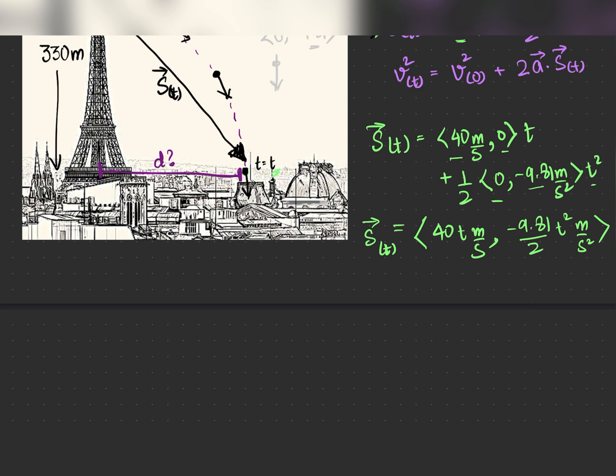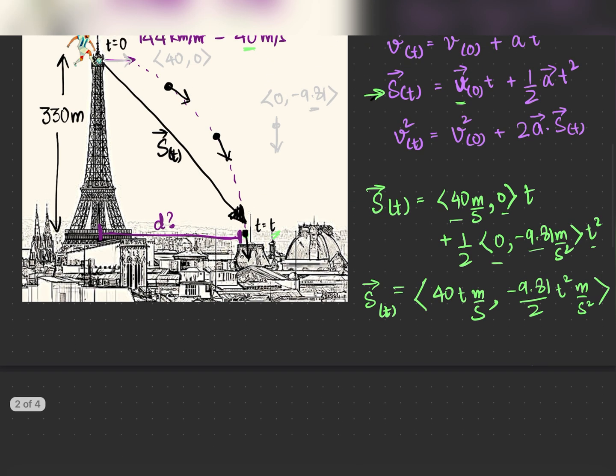So what have we determined from this? Well, we know that at the time at which the ball hits the ground, its x component is going to be given by 40 times t. And that is going to be this value. Incidentally, that is the distance we are looking for. And the y component is going to be this height here, which is given by this term. Now, incidentally, we know that this height is 330 meters. That is the height of the Eiffel Tower.